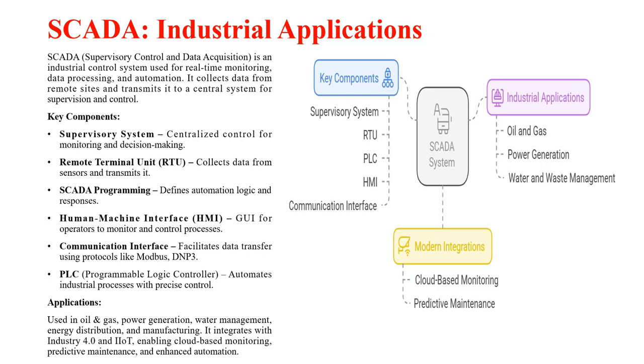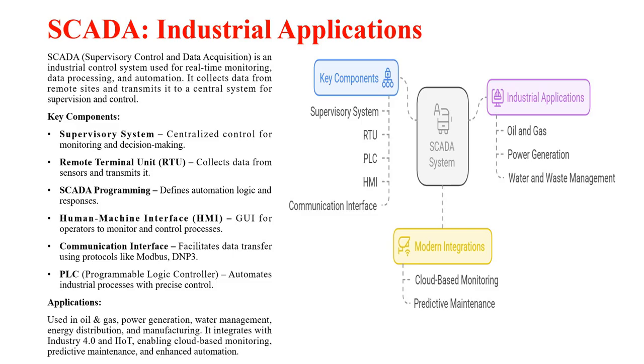Now we'll see SCADA, about the industrial applications and the components. SCADA is supervisory control and data acquisition. It is an industrial control system which enables real-time monitoring, process control, and data analysis across various industries. It collects the data from the remote sites and transmits it to a central system for supervision and control. SCADA is widely used in industries like oil and gas, power generation, water and waste management, energy distribution and manufacturing.